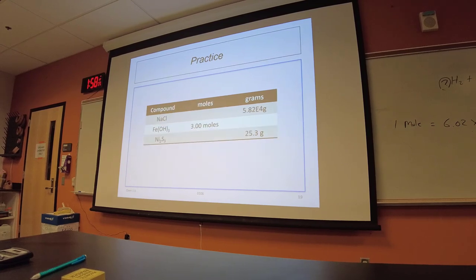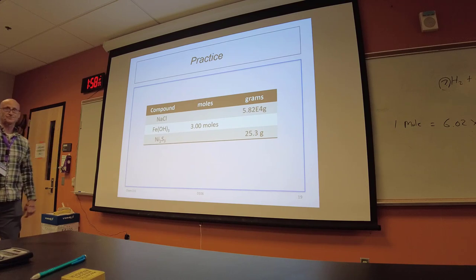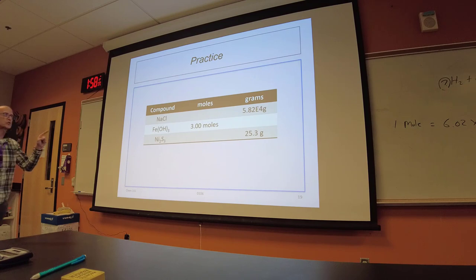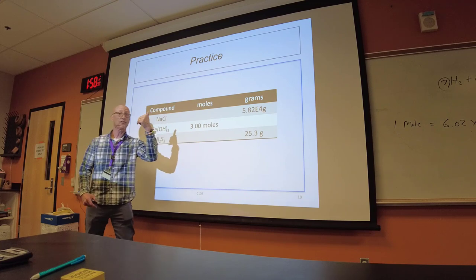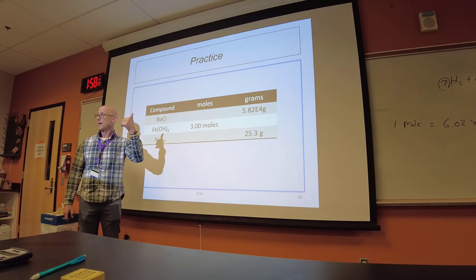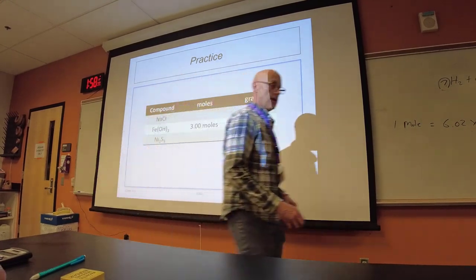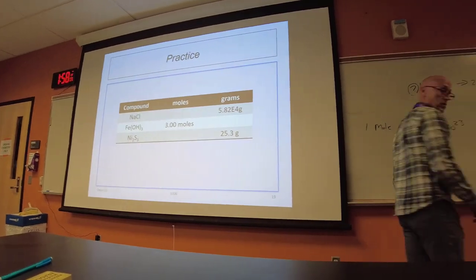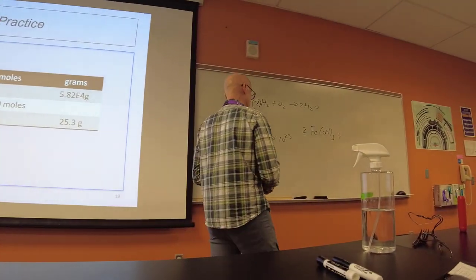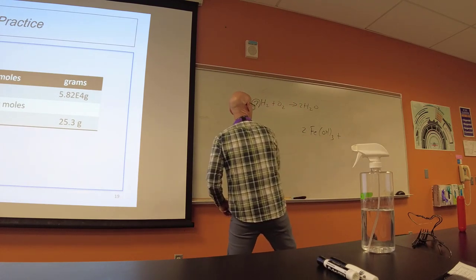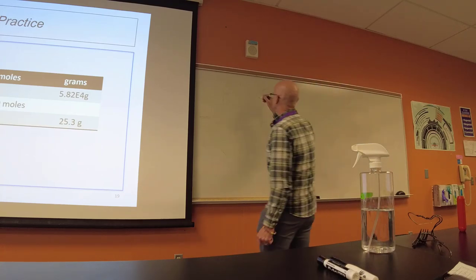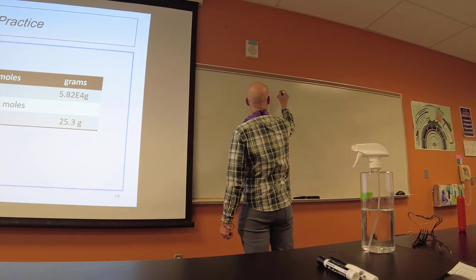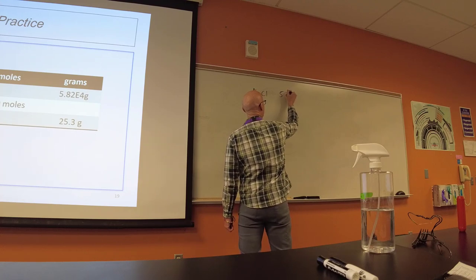So now we're going to do something different. If I had the grams, could I go back to the moles? And if I had the moles, could I go to the grams? This is different. You have to work off the molar mass. If I know the molar mass, which you just calculated, you just got that skill set down, right? So I'll do the first one. You guys tell me, it's 50 what, 58 point?